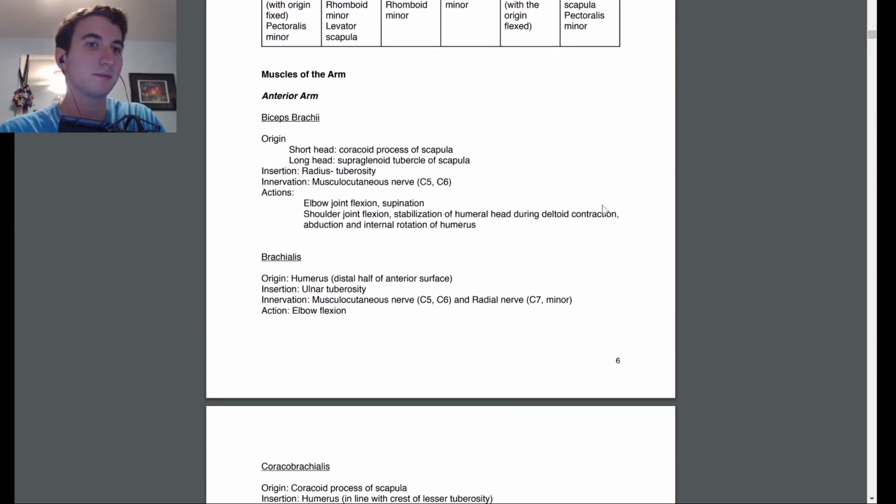So starting with the anterior arm, which is the front of the arm. Anterior means front. I feel like I should have explained this earlier. Anterior is front. Posterior is back. Superior is top. Inferior is bottom.